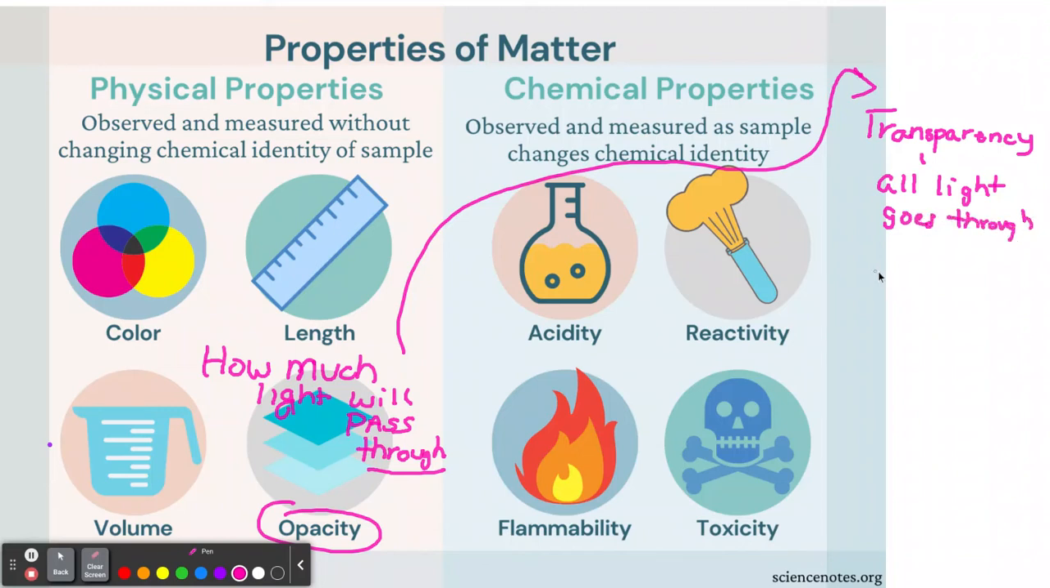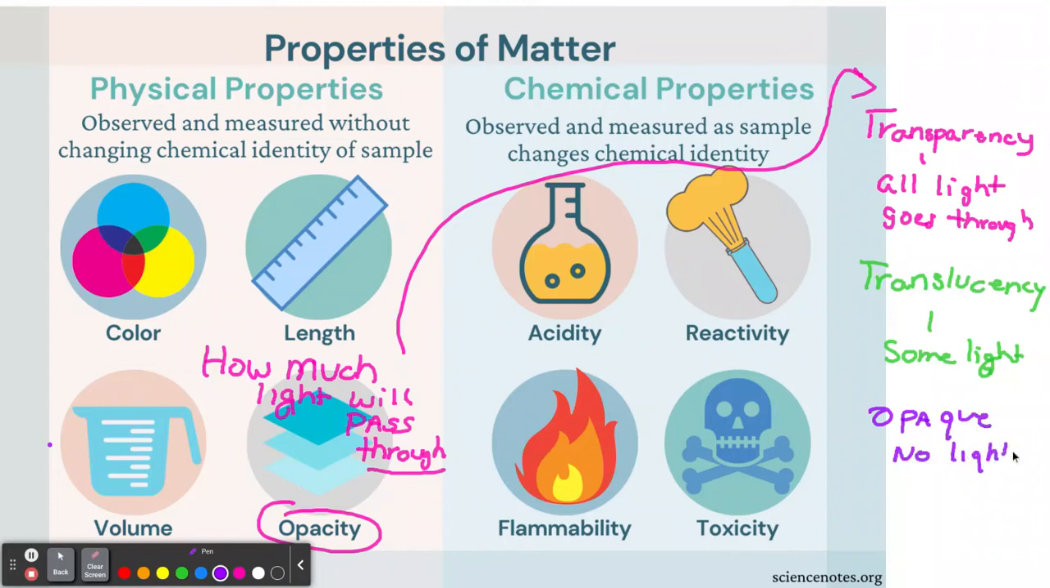And then you may have heard of translucency. In translucency, some light passes through. Could be a lot, could be a little, but not all the light will pass through. And then, of course, opaque. In opaque, no light goes through. Those are physical properties.